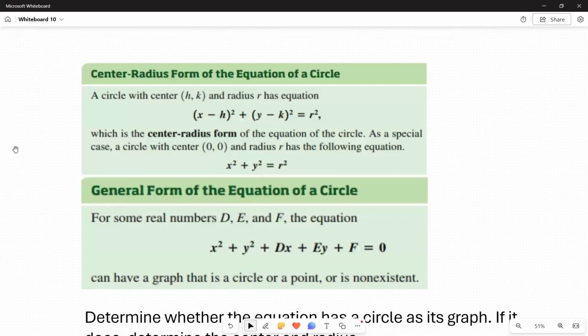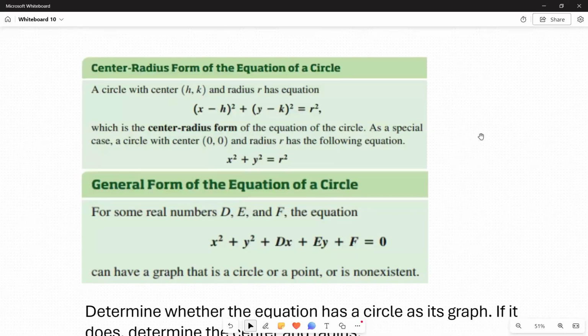Hello. In this video, I will show you 3 examples of how to work with the equation of the circle. So we have the two different forms of the equation of a circle. We have the center radius form, where we know the center and the radius, and sometimes you will see the general form of the equation of a circle.